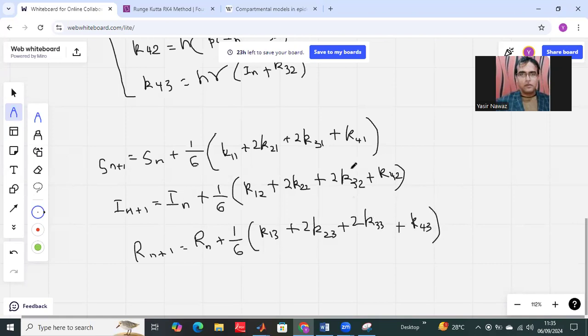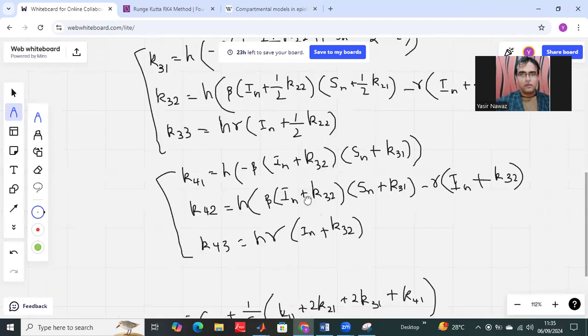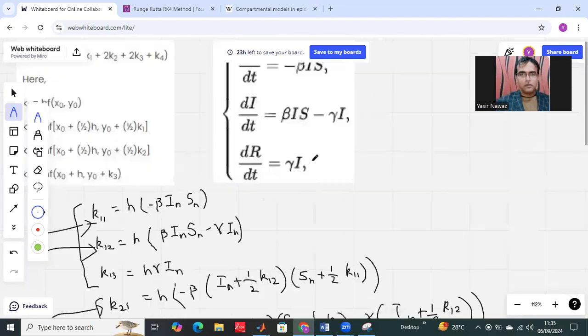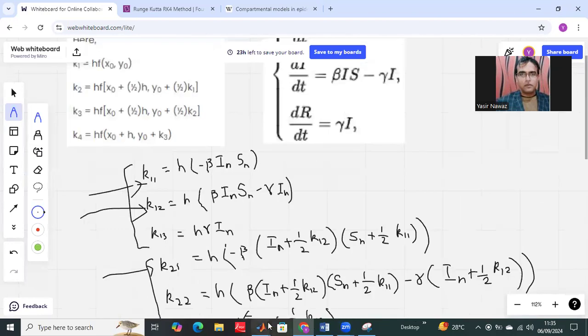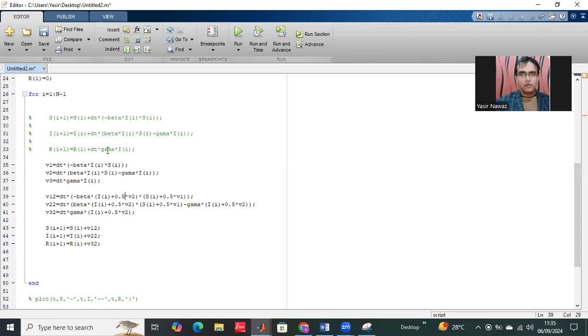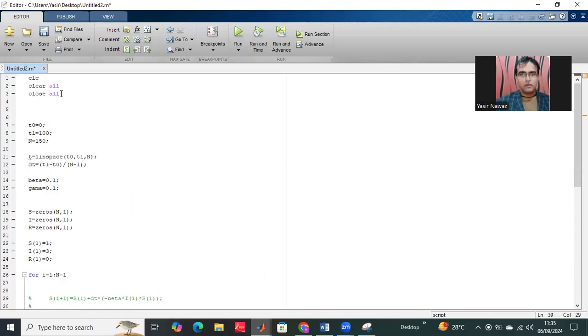So I wrote the equation. Now I will construct the code in Matlab. I will start with K11. The rest of the things would be the same as for Runge-Kutta 2. That is clc, clear all, close all, and then the time starts at 0, so t0 equals 0. Then time ends at 100, the final limit for time, and the number of grid points is 150. The t variable, the independent variable on the x-axis, starts from t0 and ends at t1, with 150 points, dividing the domain t0 to t1 into n plus 1 subintervals.